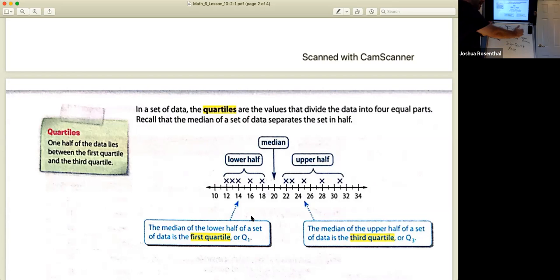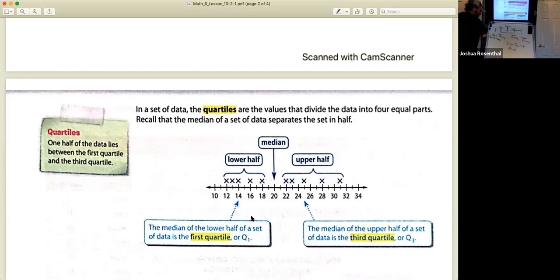Okay? But if it's an odd amount of data, like 11, data point number 6 is isolated in the middle. The first 1 through 5, you're going to find the median of the first 5. And then 7 through 11, 7, 8, 9, 10, 11, those 5, you'll find the median of those 5 data points. But the 6th data point will not be part of finding the median. Okay? And so the median of the lower half is the first quartile. The median of the upper half is the third quartile. Okay, there was a lot there, so we'll have to work with it.